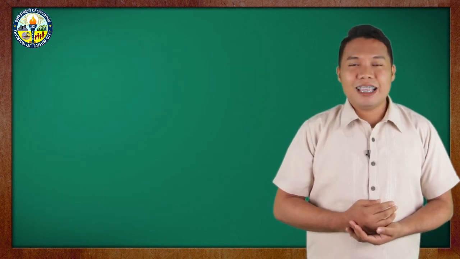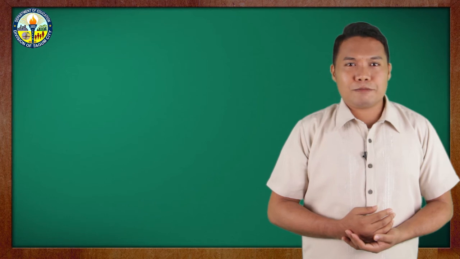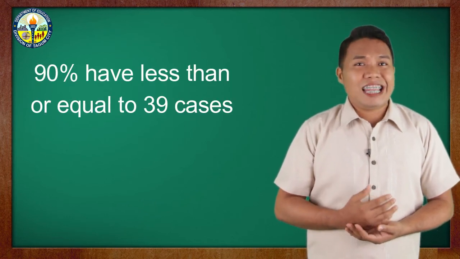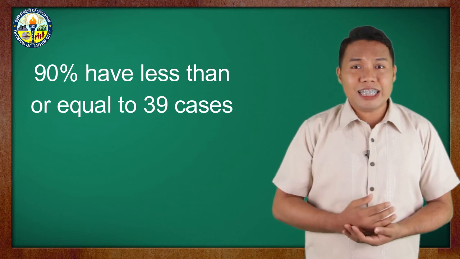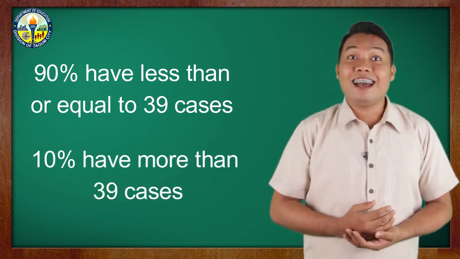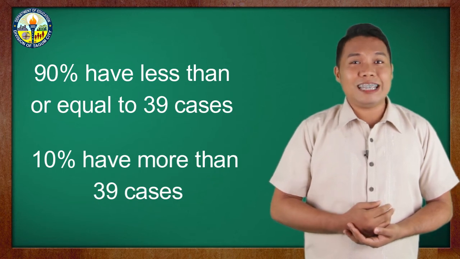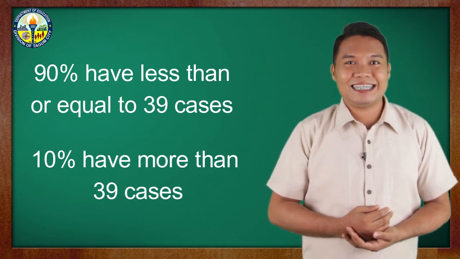Step 6. Interpret the result. 90% of the 23 barangays have less than or equal to 39 confirmed cases. Otherwise, 10% of them have more than 39 confirmed cases.